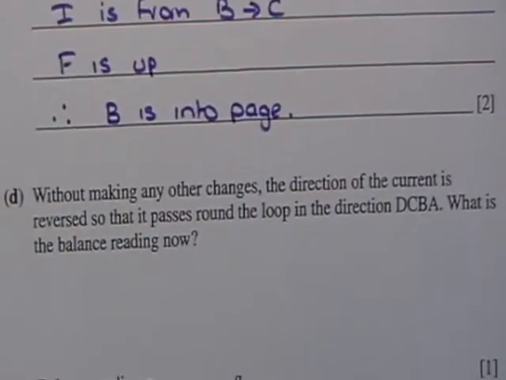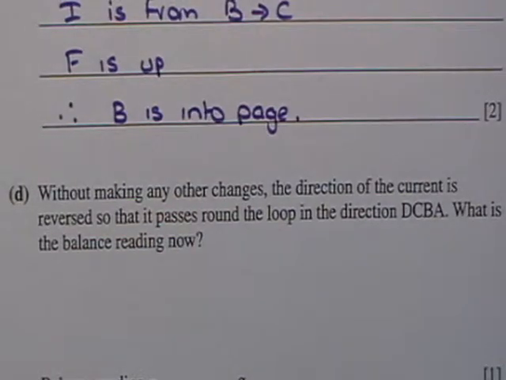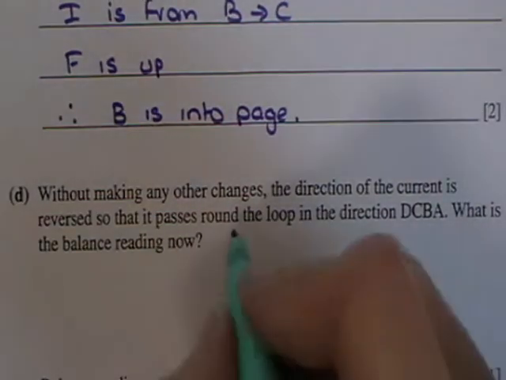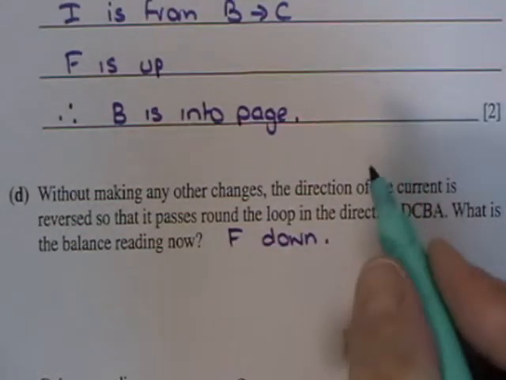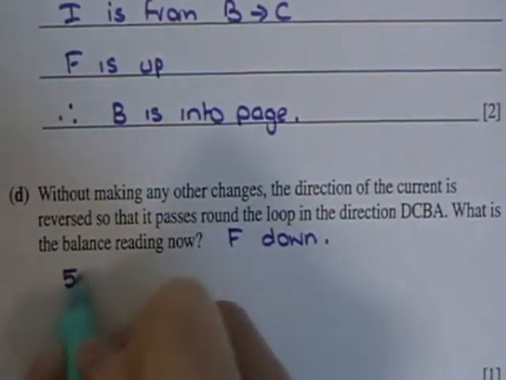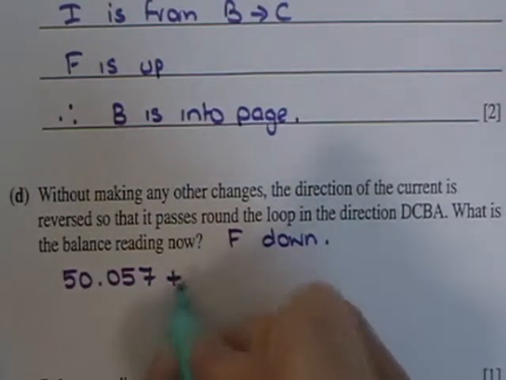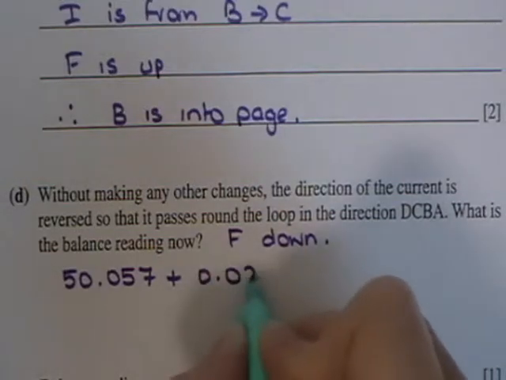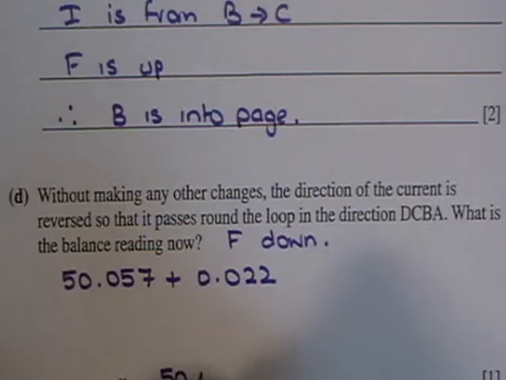Without making any other changes, the direction of the current is reversed, so it passes around the loop in the direction DCBA. What is the balance reading now? So the force this time is going to be down, and that means that the original reading, which is 50.057, is going to increase by 0.022 grams. And that comes out to be 50.079 grams.